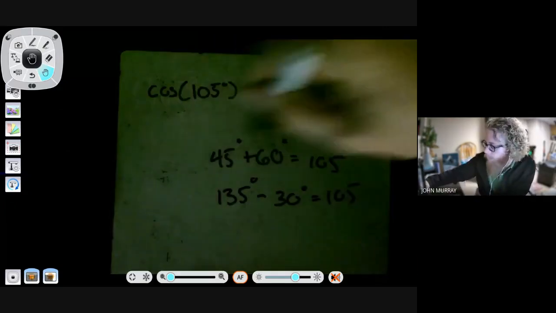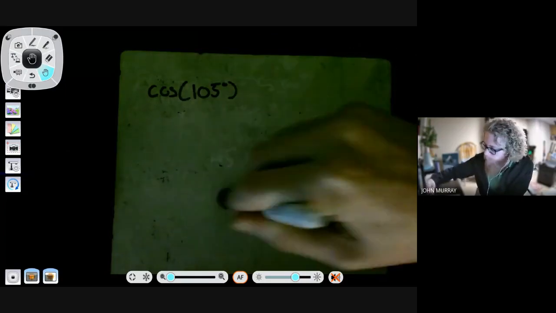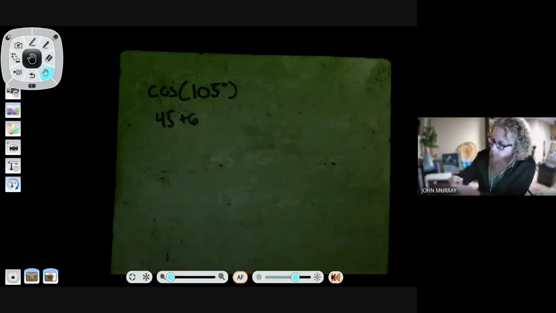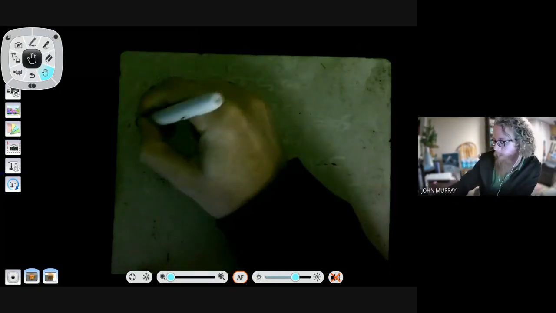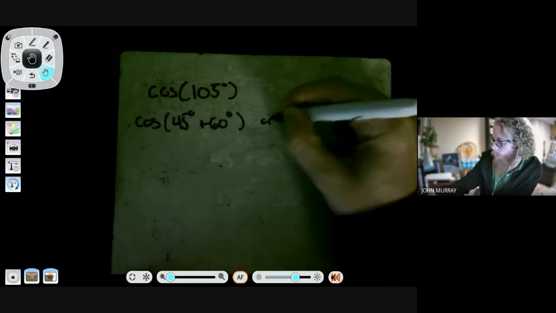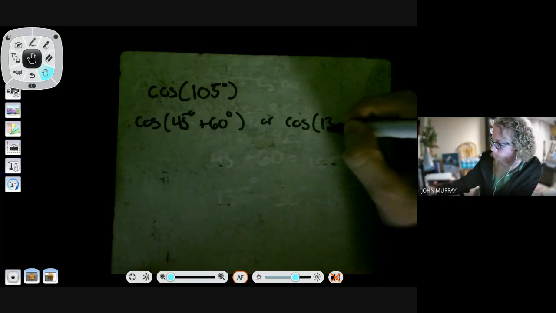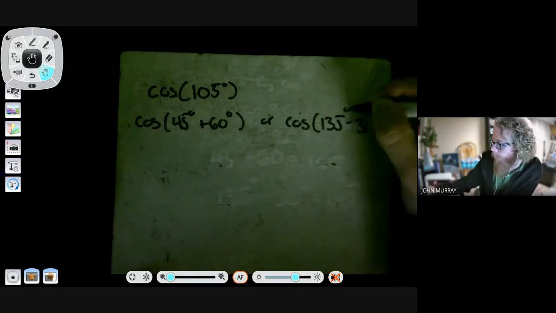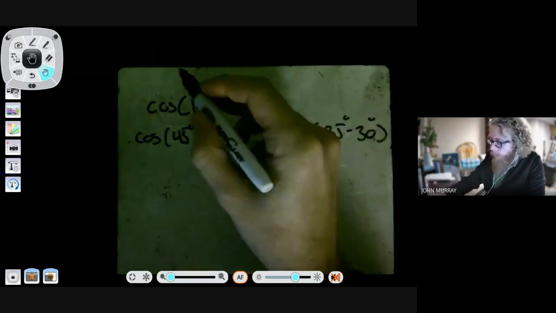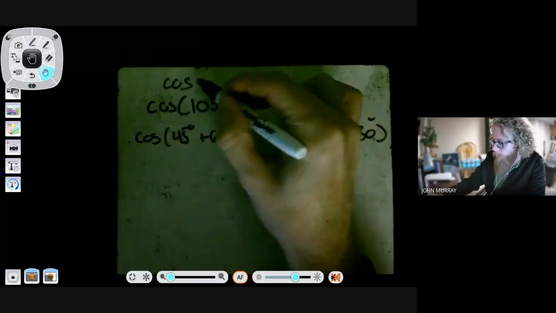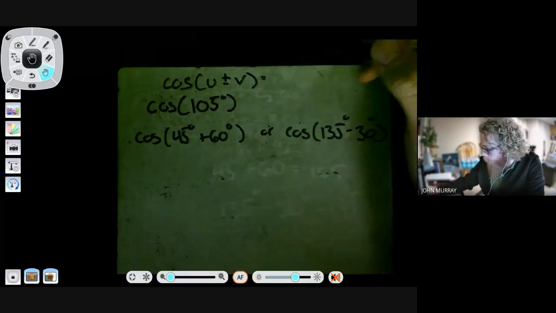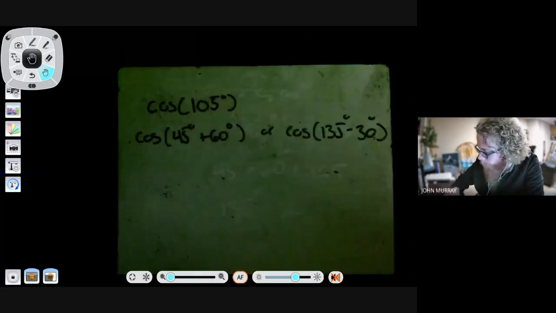All right, so I'm just going to give us a little more room. I'm going to put these up top. Actually, I'm going to rewrite them. So I have the cosine of 45 plus 60, or the cosine of 135 minus 30. Like I said, I'll show you both. So the rule for cosine, I'm going to write it like this. U plus or minus V is, I'm not going to have enough room up there.